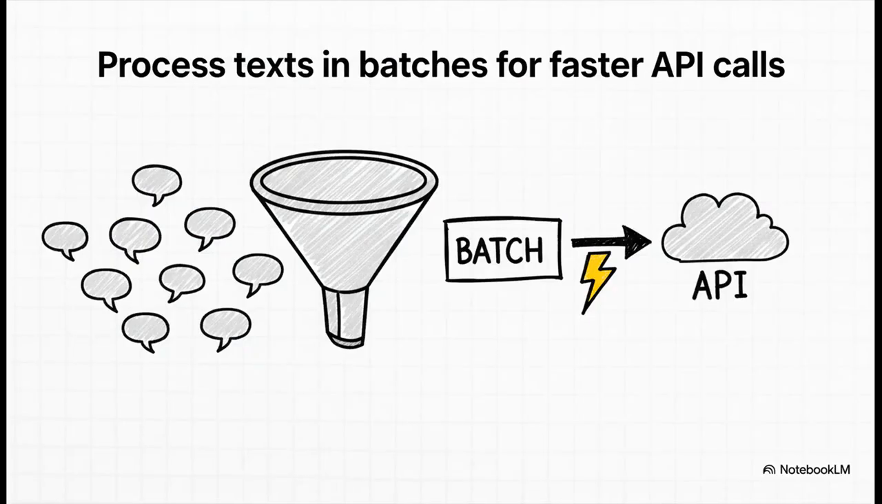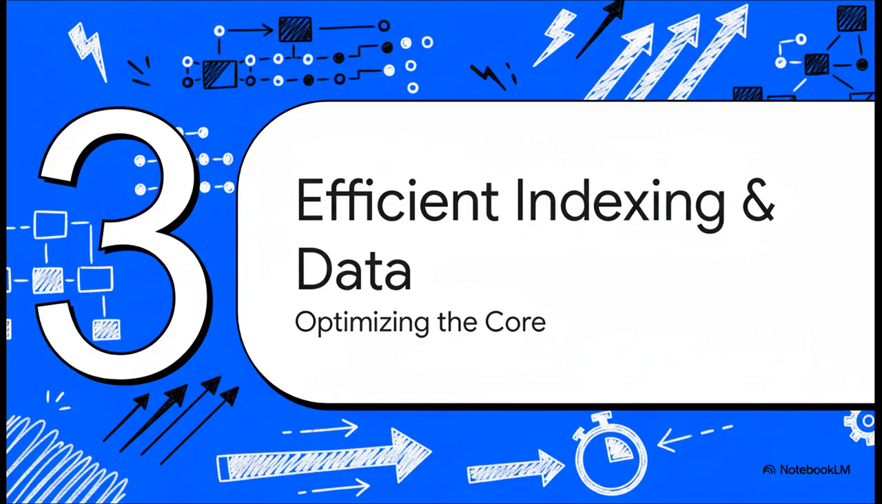And here's the code that pulls it off. See that batch size? You're basically just telling the code, hey, group these texts into batches of 100 before you send them off. Instead of 100 separate requests, you make one. This one little change can seriously make your embedding process up to 10 times faster. 10 times!